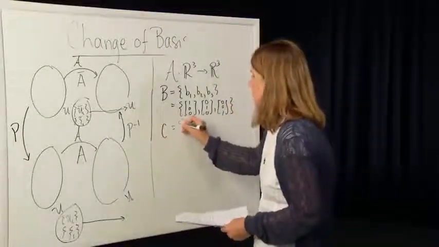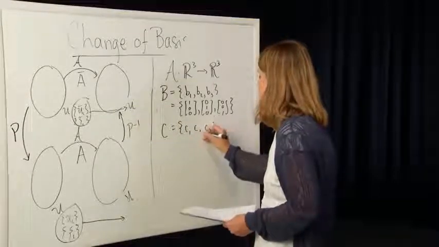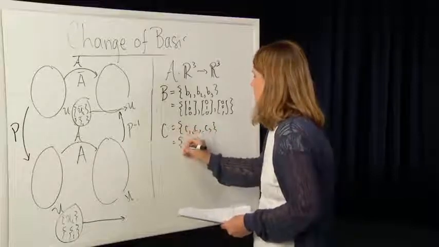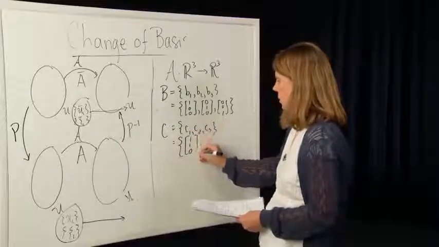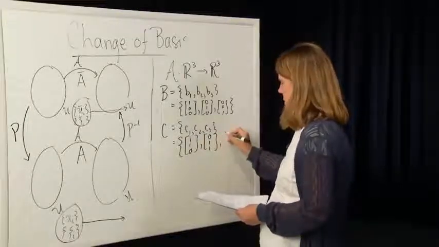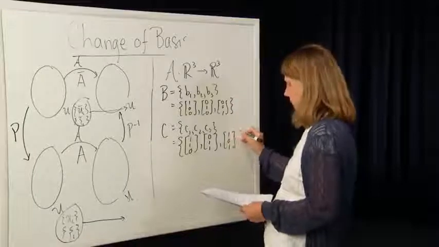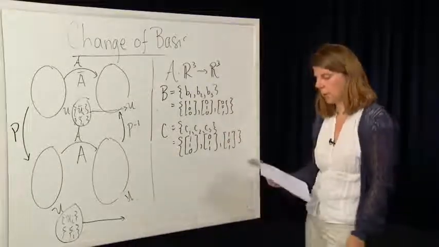And I'll choose another basis, vectors C1, C2, and C3. And let's just make that a simple variation on the standard basis. So 1, 1, 0, 0, 1, 1, 1, 0, 1. Okay, so clearly they're both bases for R3.